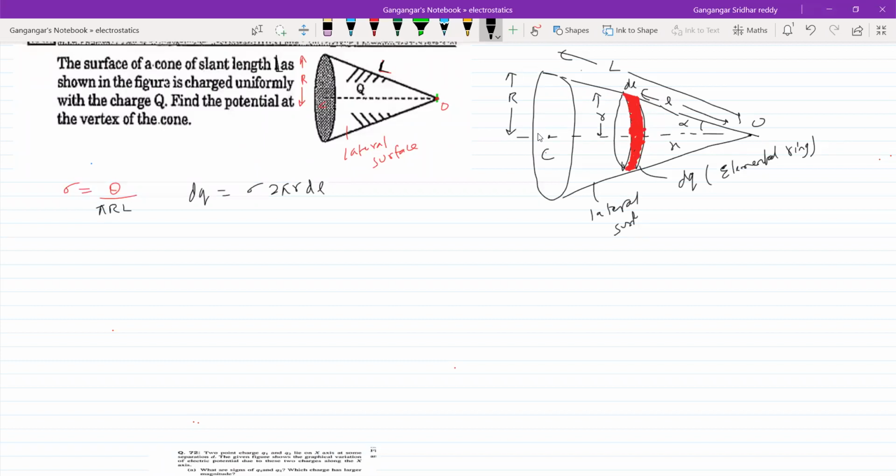So let me substitute all the values. So dq is equal to sigma, which is Q by, what is r? I think we assumed r. One more thing, sine alpha. Sine alpha will be r by l. So sigma will become Q by pi l square. Sine alpha will be r by l, no? R equal to l sine alpha. So this will be pi, Q by L.